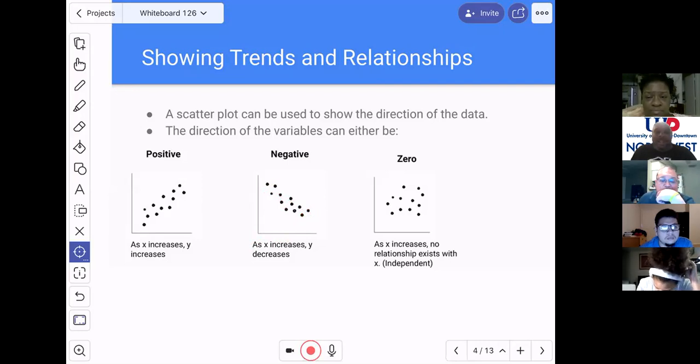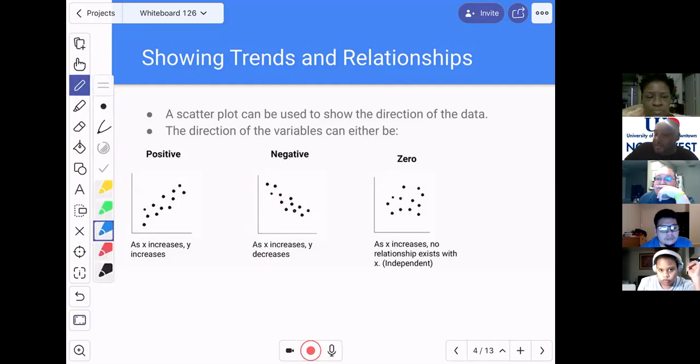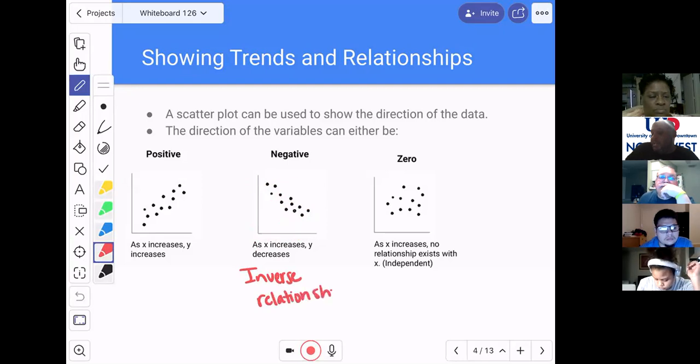Or it's like the temperature as you climb a mountain. This is the height, right? As you go up, what happens to the temperature? It decreases. They're inversely related. This is called an inverse relationship, because as one increases, the other one decreases.